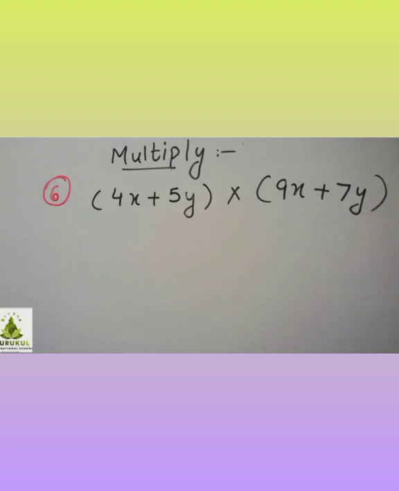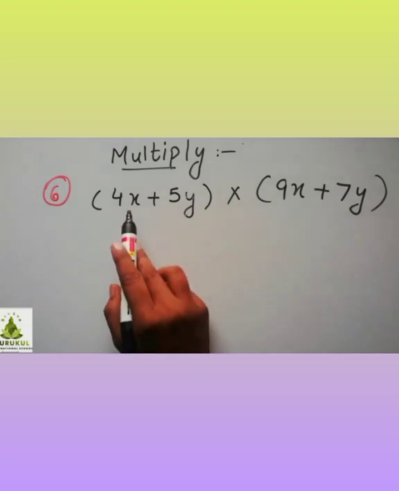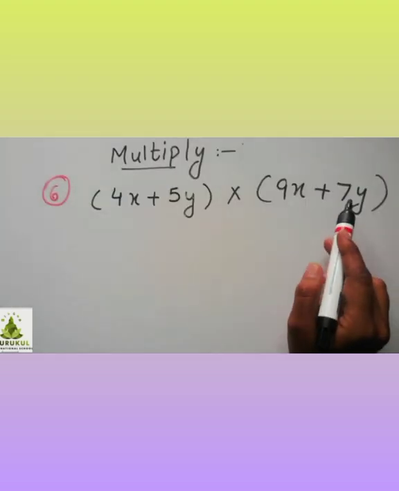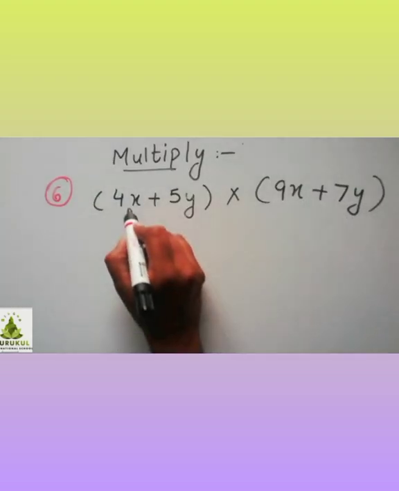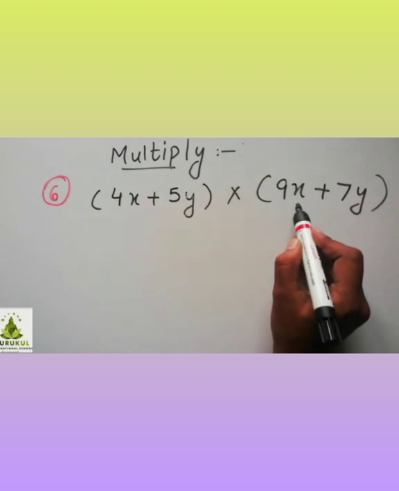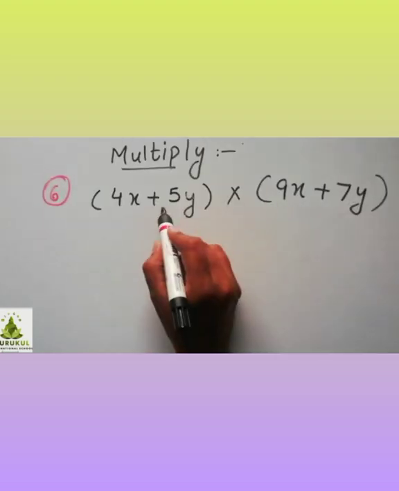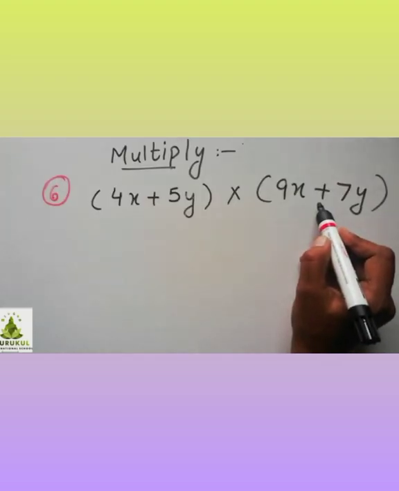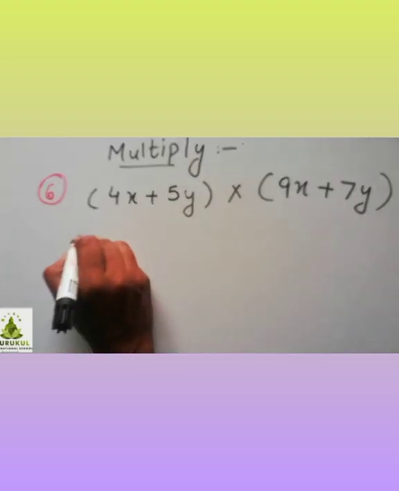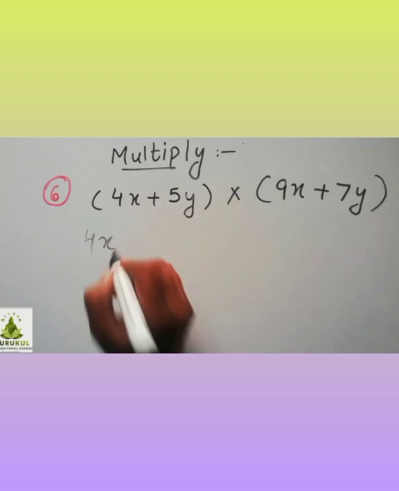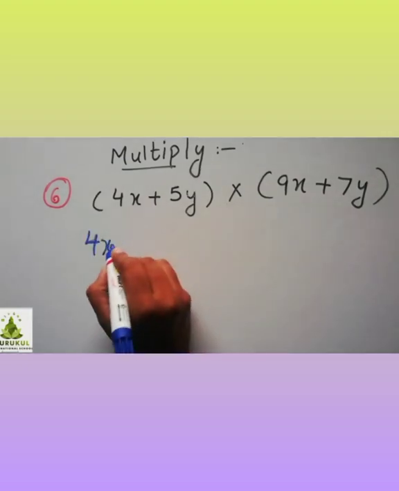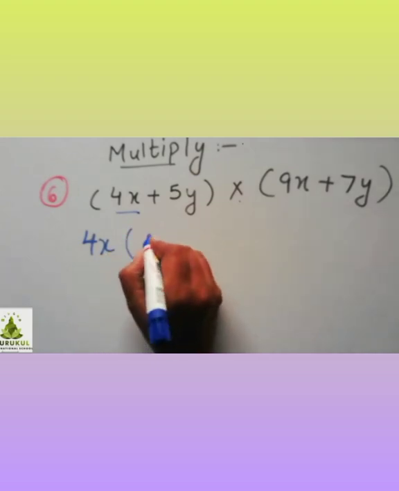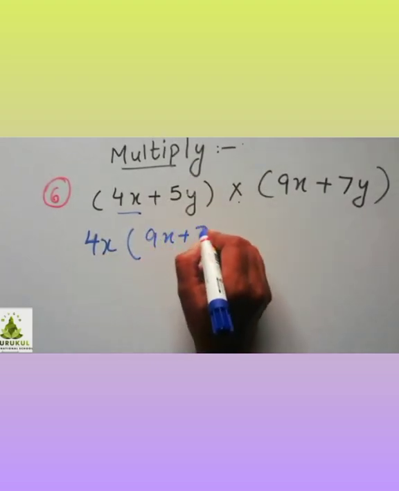Now practice set 35, question number 6. Binomial is multiplied by another binomial. Is that clear? So how to do this? First 4x into this full bracket, then plus 5y second term into the full bracket, you have to multiply. Now see here, 4x, what you are going to get? 4x first term into this full bracket. So into 9x plus 7y.